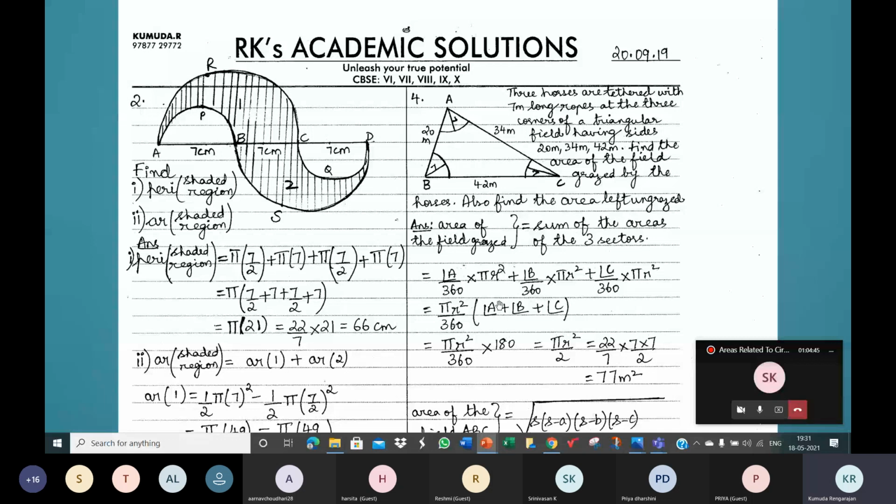Now we do not know the angles separately, but their sum is 180. The sum of all three angles in a triangle is 180. So A plus B plus C is 180. So now 180 ones are 180, 2s are 2, so pi r square by 2. So 22 by 7 into 7 into 7 by 2, that is 77 meters square. So the area of the field grazed by the three horses is 77 meters square.